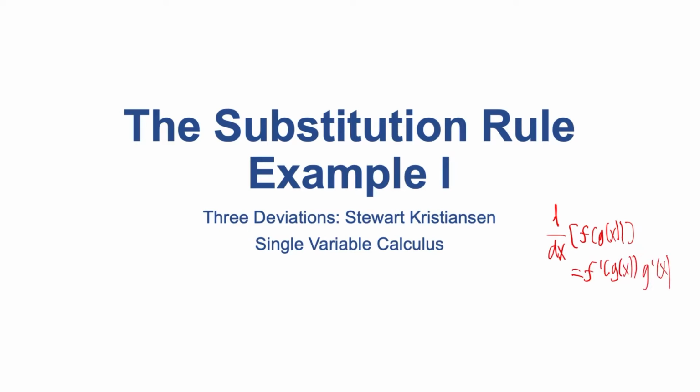Now the substitution rule says, well, how do I do this in reverse? It says if I have the integral of a function f of g of x with the g of x derivative in there as well with respect to x, then I can make a substitution and write f in terms of u with respect to u, and then this should be an integral that I'm able to compute. That's how the substitution rule works.